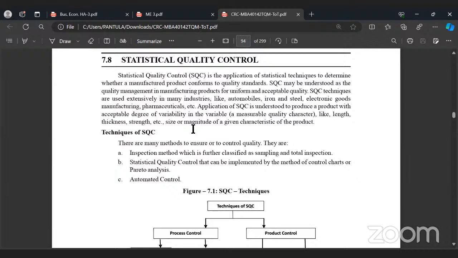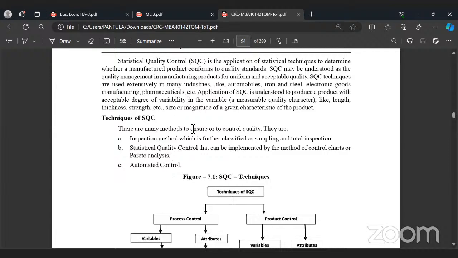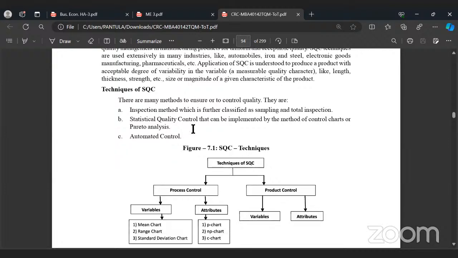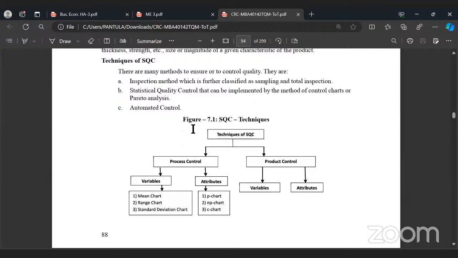SQC is the application of statistical techniques to determine whether manufactured products conform to the quality standards or not. Manufacturing produces uniform acceptable quality, so it is used in automobiles, electronic and electrical items, and pharmaceuticals. There are techniques: inspection methods, which classify samples for inspection, then statistical control implemented by control charts and automated control.